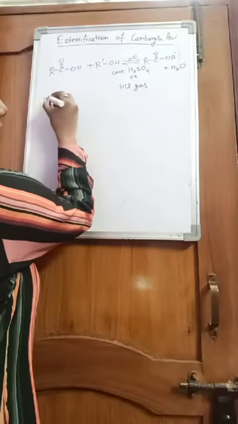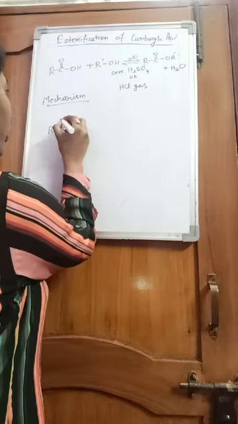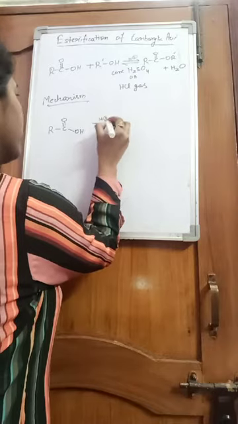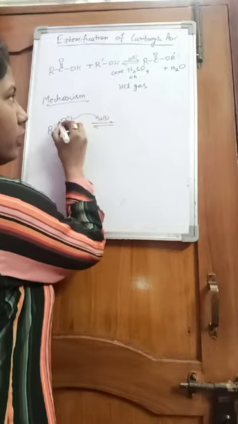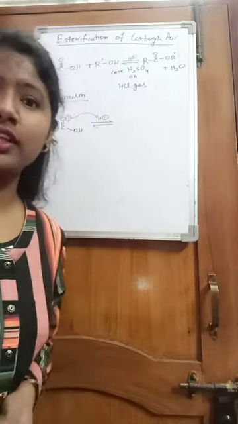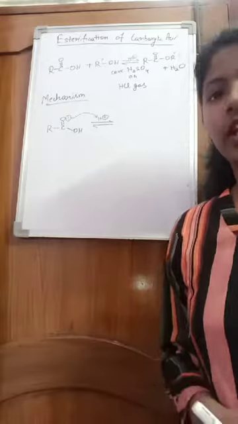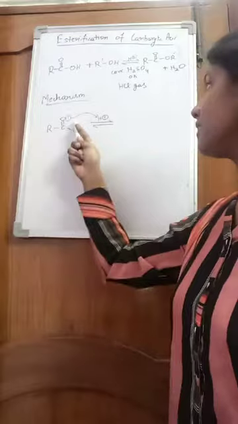Now let's proceed to the mechanism, where things will become clearer to you. In the mechanism, what will happen? First of all, our acid, that is R C double bond O OH, gets protonated. Oxygen has two lone pairs, so one of the lone pairs of oxygen is going to attack the H plus and get protonated. Why does it get protonated?